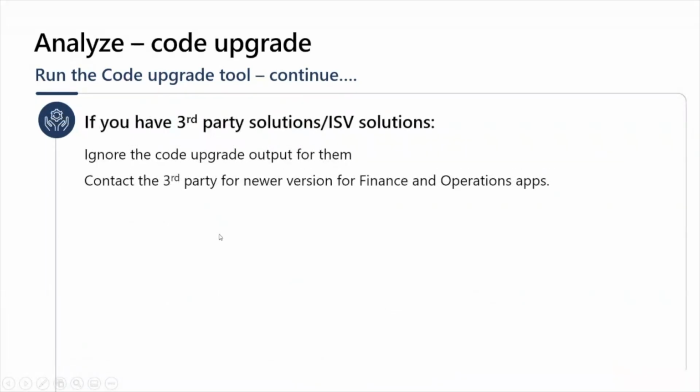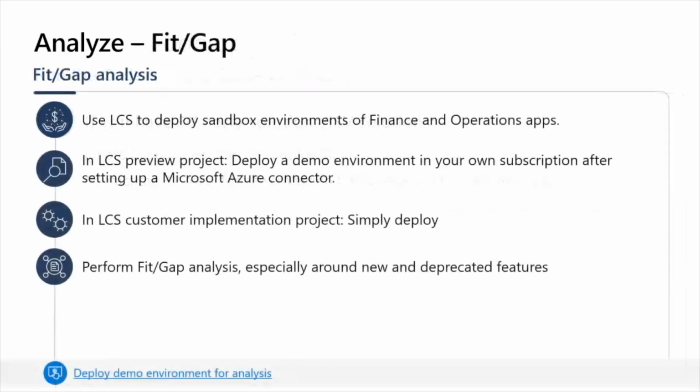Right. So during estimation, if you have any third-party solutions or ISV solutions, just make sure to ignore the output from the reporting for that, as you know, ISVs should not be manually upgraded. You basically have to contact the third parties for newer versions of those components.